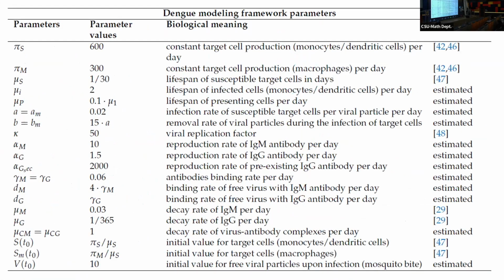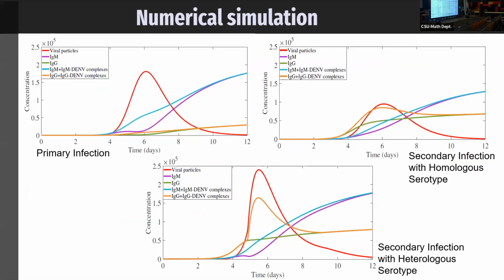This is the parameter, sorry, this is the set of parameters. We only have little literature for the simulation, so the estimated number of parameters is limited. Then the results look similar but differ in the peak. The worst case should come from the secondary infection with a different serotype of virus.